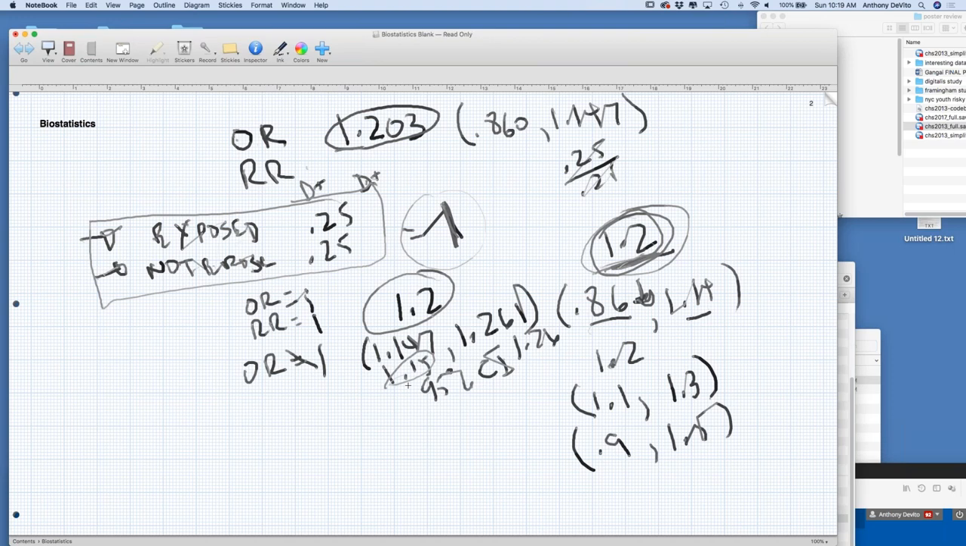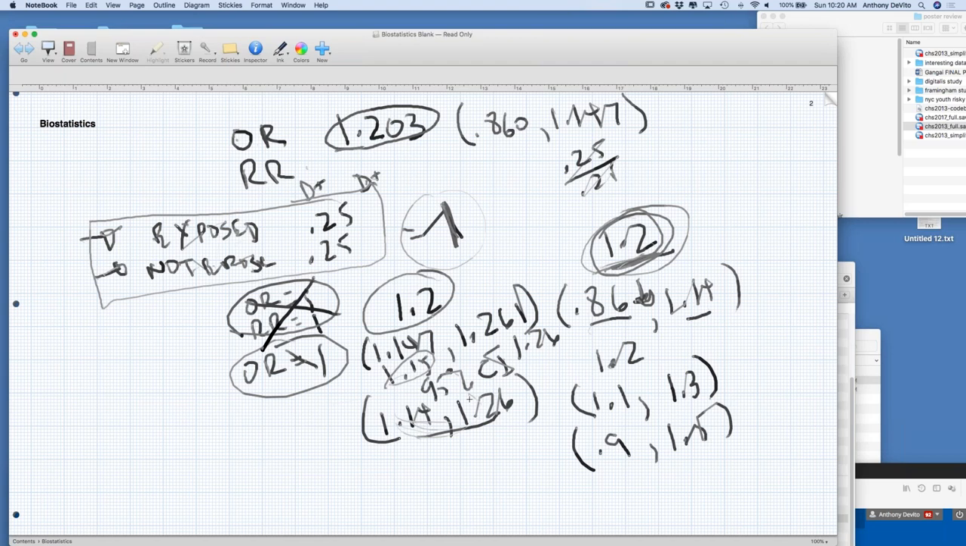Well, our null hypothesis was that it was equal to one. The alternative hypothesis is not equal to one. Since our confidence interval is 1.14 to 1.26, we can now say with 95% certainty that it's not 1, because we're 95% sure it's between these two numbers, which excludes 1. So the idea here is that we want to reject our null hypothesis if we can, and the confidence interval tells us if we can do it with a level of certainty.